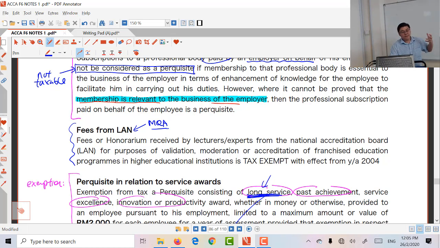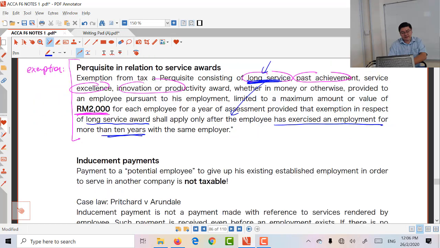Now, that's why it says here that when they invite a lecturer or expert, although those days it's called LAN, now it's called MQA, they are invited by MQA to help them do validation, moderation, accreditation, that kind of thing, for higher education. But the government doesn't just call them, they pay them. So when they pay for their service, the fees that you get will be tax exempt. Small thing, but on and off, you see that coming out in the exam.